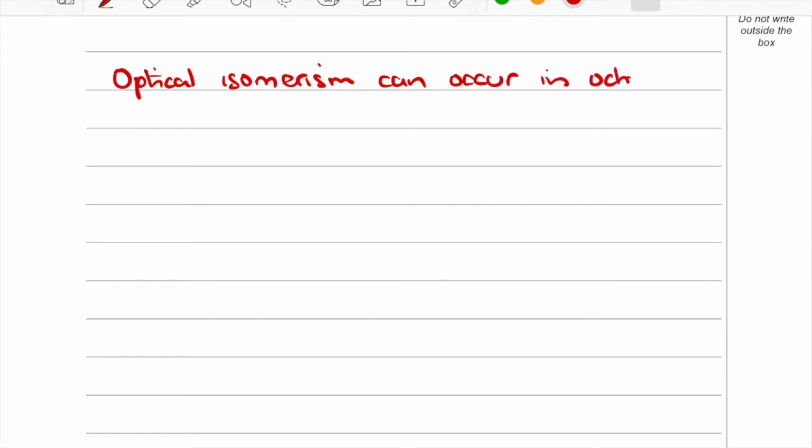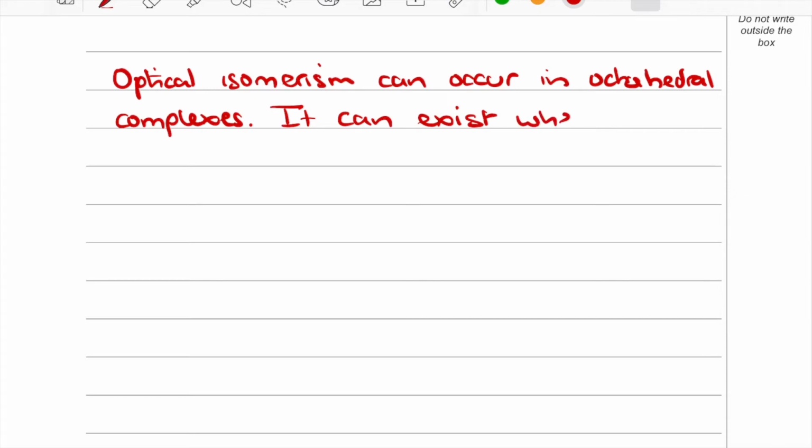Or octahedral complexes. And it only really occurs, again, focusing on your specification, I don't want to say this is universal truth, but as far as AQA is concerned, it exists when there are bidentate ligands. So that means a ligand that can form 2 coordinate bonds. So it can exist when there are bidentate ligands.